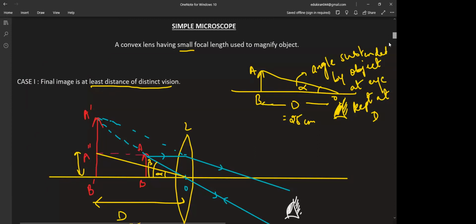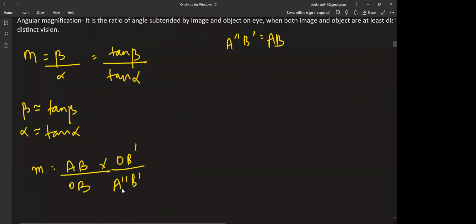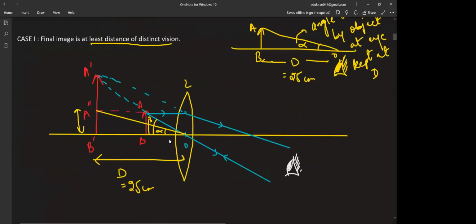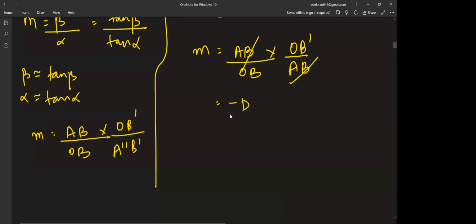Now what we can do? We can substitute A double dash B dash as AB. So finally, magnification is AB by OB into OB dash by AB. AB will be cancelled. What is OB dash? OB dash is the image distance, the least distance of distinct vision, 25 centimeters, D. And since this is kept in front of the lens, we'll take it as minus D.